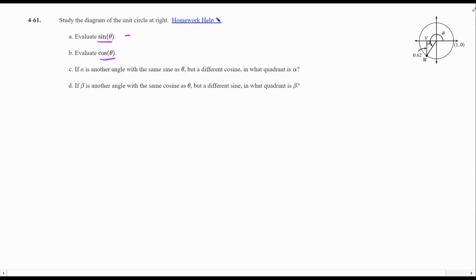So when I'm going through and I'm doing this, my sine, remember, when I look at this triangle here, is opposite over hypotenuse. So sine of theta is just going to be 0.62 over 1, because that's what opposite over hypotenuse is. Hypotenuse is 1 on a unit circle. So we're really just going to get 0.62 and then make sure that it's negative because it's in that bottom left quadrant.